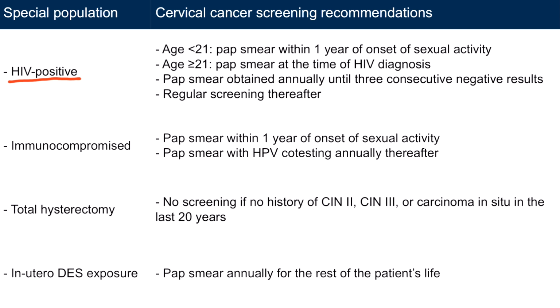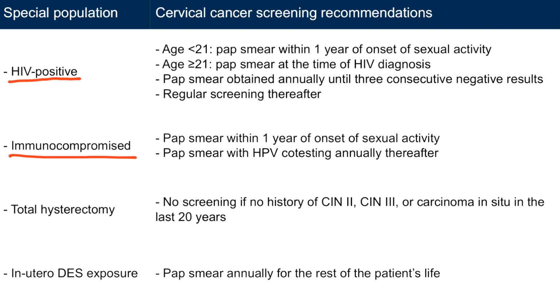After that initial pap smear, a repeat pap smear should be obtained annually until 3 consecutive negative results are reported. At that point, the patient may be continued on the regular screening schedule. Immunocompromised patients should receive a pap smear within 1 year of onset of sexual activity, and a pap smear with HPV co-testing is indicated annually thereafter for as long as they remain immunocompromised.